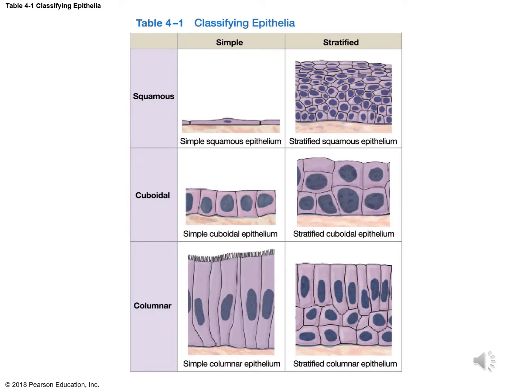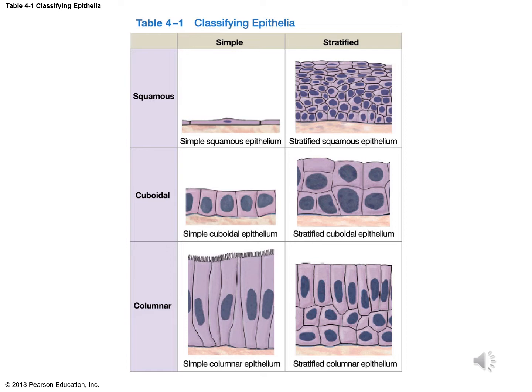We're going to classify epithelial cells in two ways. We're going to classify them by the shape of the cell and then the number of cell layers. So when we name it, we'll have both terms in that name. When you're looking at cell shape, looking at the figure we have above, we have three different generalized shapes.